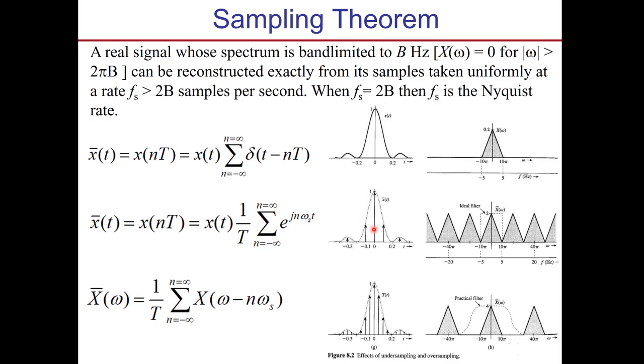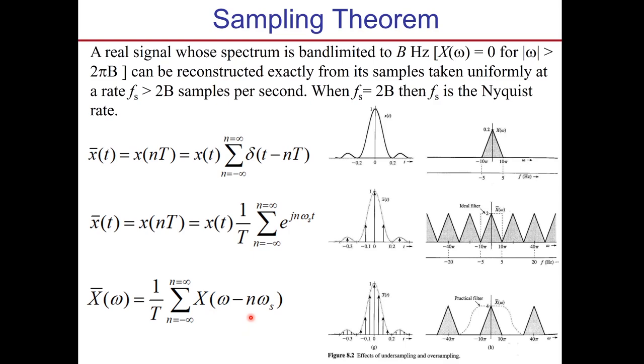Now, if I want to find this spectrum, all I have to do is take the Fourier transform of these. So when we take the Fourier transform, we get this one. When we take the Fourier transform of this one, now we're going to go back to the Fourier transform property, the frequency shift. So you multiply x of t by e to the j n omega s t in the time domain. In the frequency domain, you are shifting the spectrum of this signal X of omega to be centered around n omega s. So the Fourier transform of x of t times e to the j n omega s t is the same spectrum of the original signal, but centered around minus n omega s.